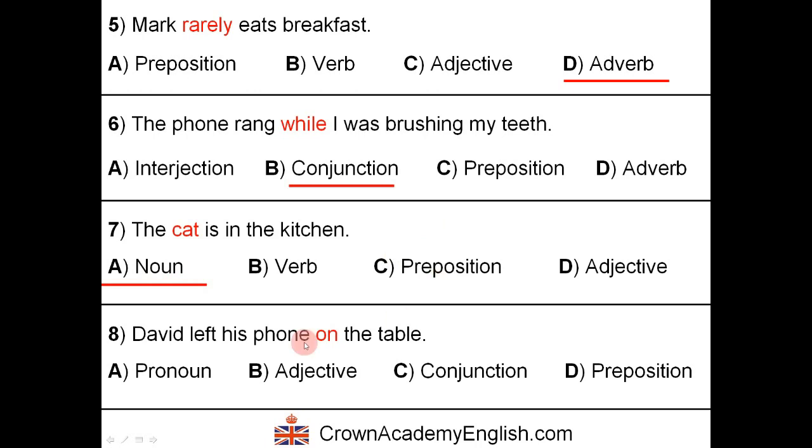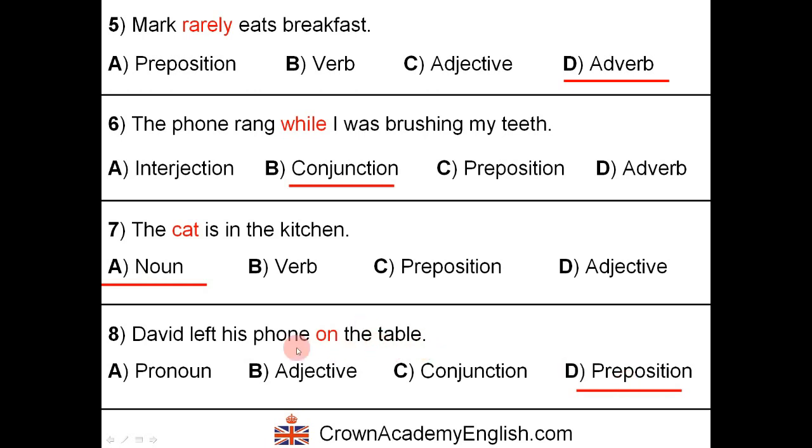Question eight. David left his phone on the table. So what type of word is on? The answer is D. It's a preposition. Okay, so a preposition comes before a noun phrase. So the noun phrase is the table.